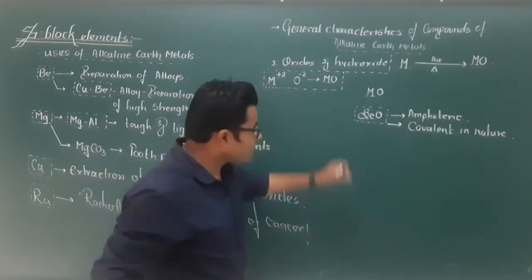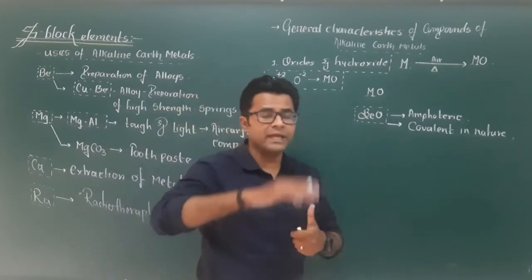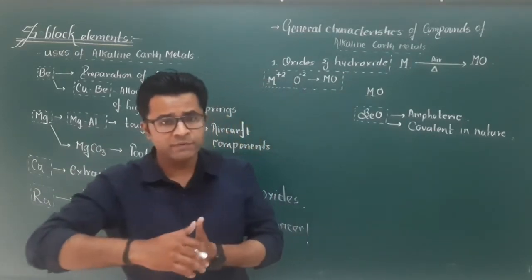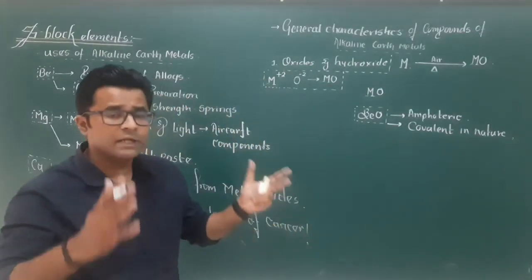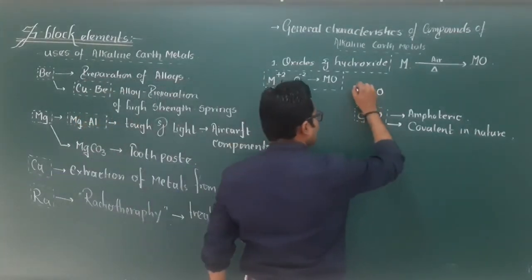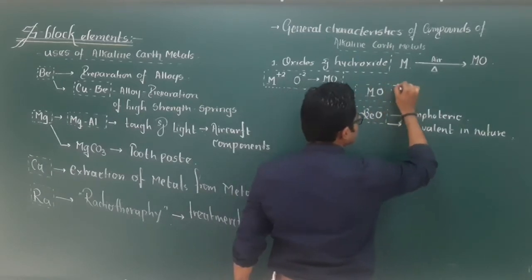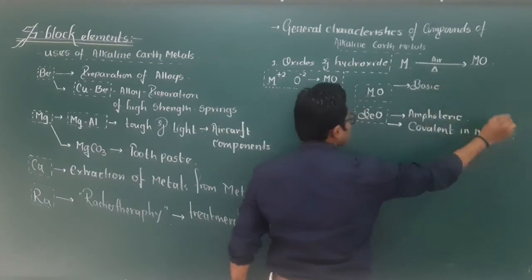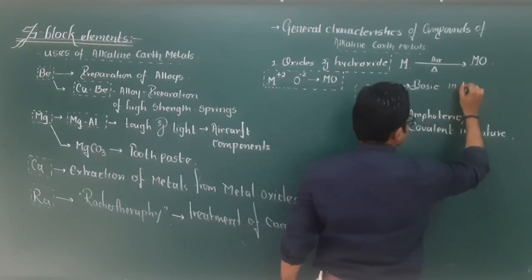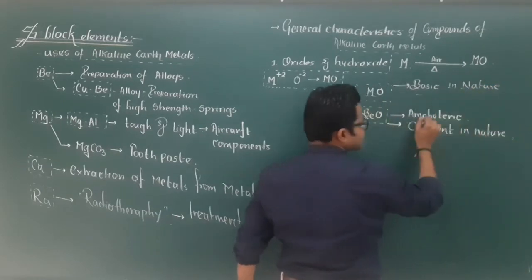Okay. Now, when we compare this thing with the other elements in a sense, we have magnesium, we have calcium, we have strontium, we have barium, right? These particular oxides, when we observe, what we see is these particular things are actually basic in nature. Okay, they are basic. This is amphoteric.